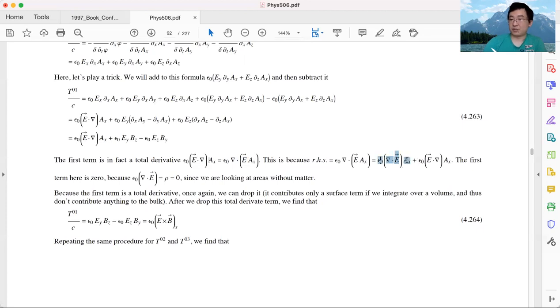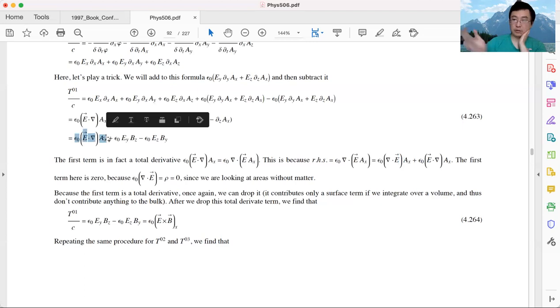And this term is 0 because divergence of E is charge density. That's Gauss's law, and we are assuming that we don't have any charge. We are looking at the energy and the momentum of the E and B field, just the field. We don't want charge in this region. So this term is 0, and we show immediately that the right-hand side of this equation equals the left-hand side. The math may be a little bit complicated, but the bottom line is very simple.